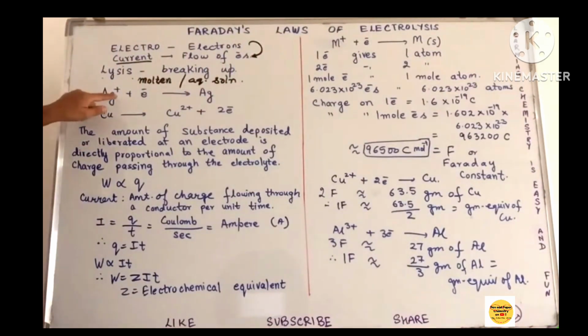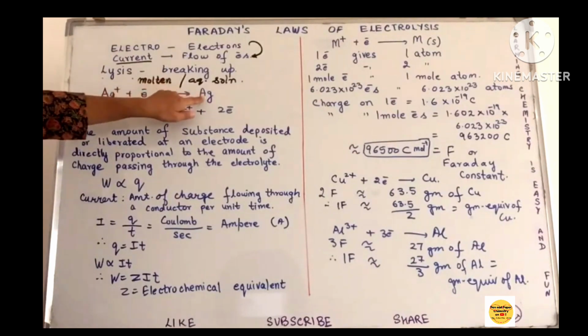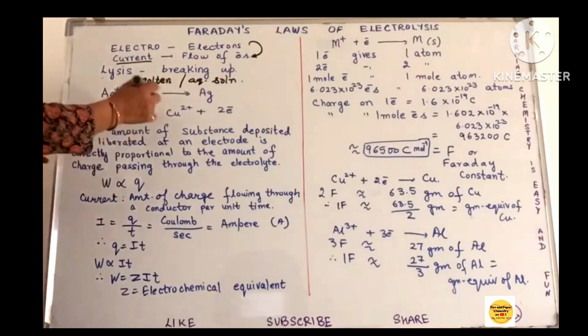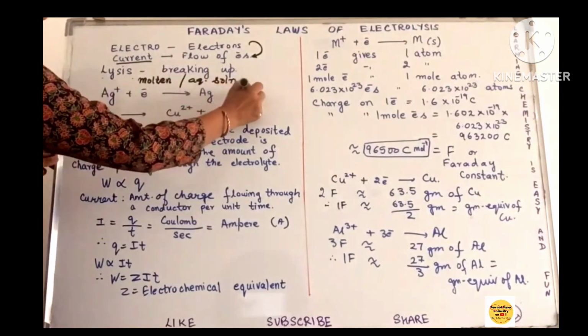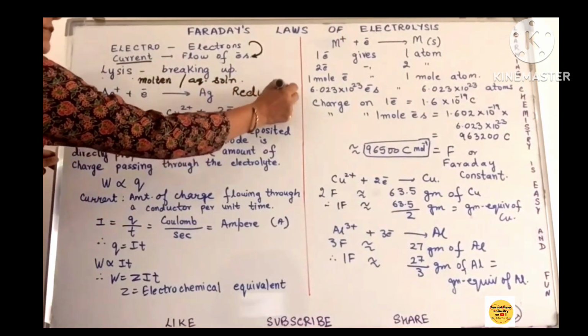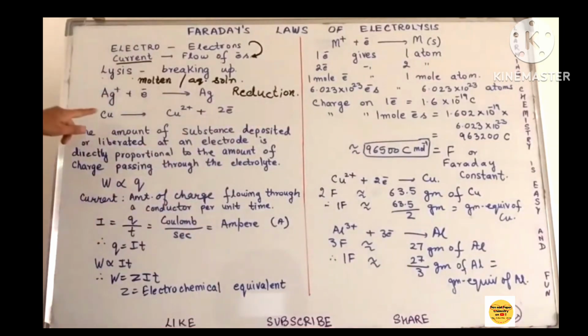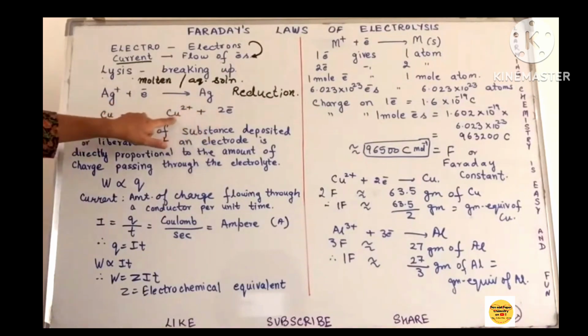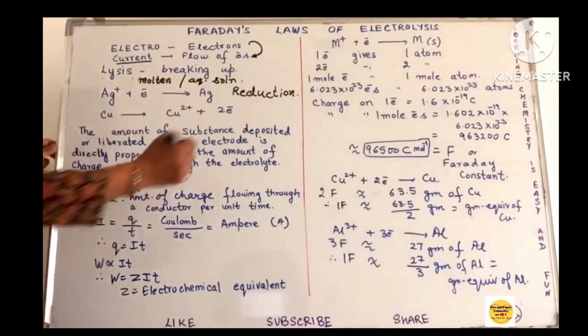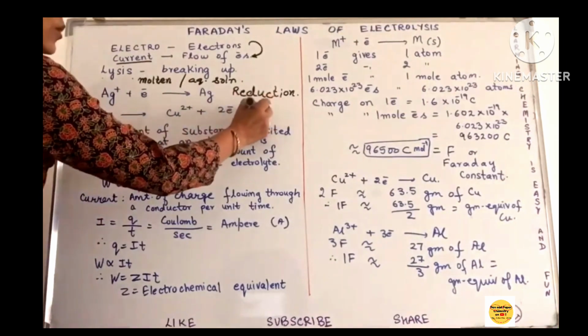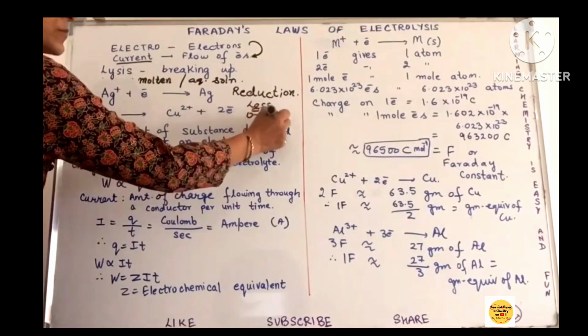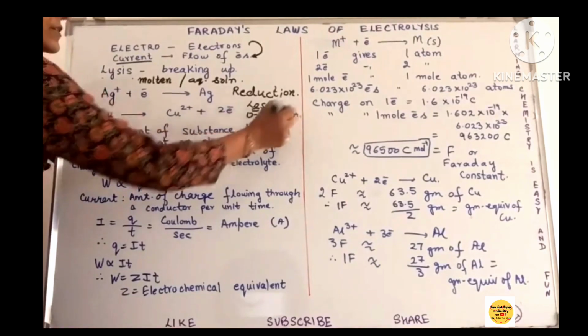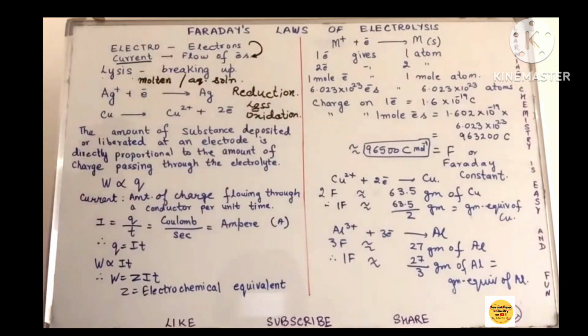Take for example Ag+, that means silver ions present in a solution take up electrons and form silver atoms. This gain of electrons is nothing but an example of reduction. On the other hand, we have another example where copper loses electrons to form copper ions. Loss, L-O-S-S, O, oxidation, easy way to remember. So, loss of electrons is what we call oxidation.